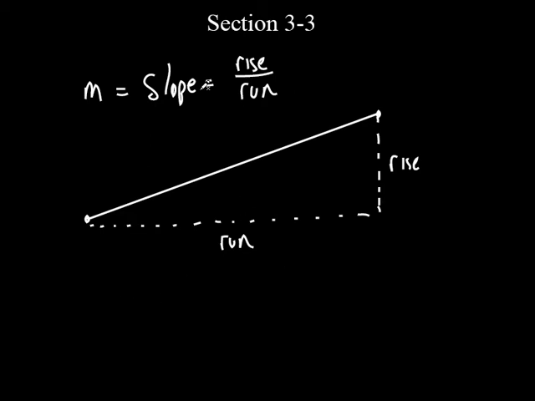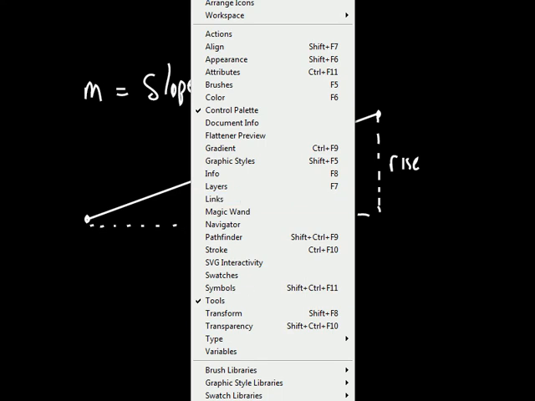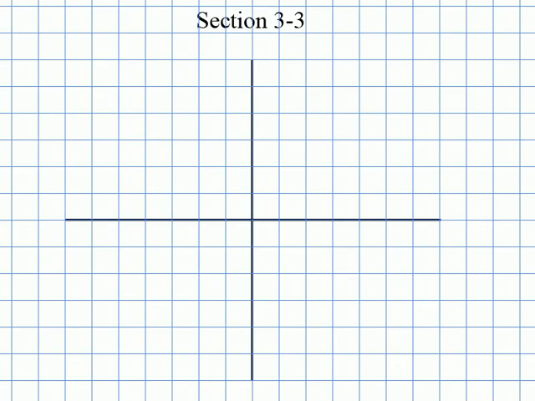Let's actually do some real slopes. And I have another window. Look at that right there. So what we're going to do is put some stuff in here, and we're going to draw a line and all that kind of stuff.